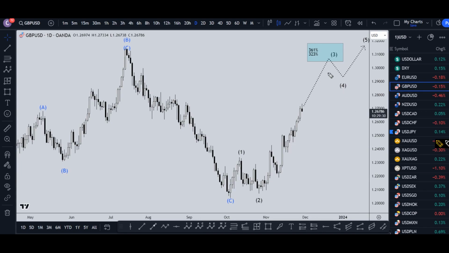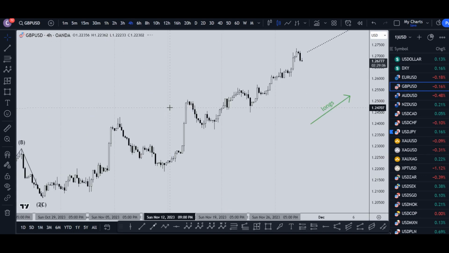Daily time frame, this is where my wave 3 target is, way up here. I think this is a 1, I think this is a 2, and I believe this is a wave 3, which I still believe has a lot of upside potential. This area up here is the most likely area I believe this wave 3 is going to go to, right at the 361 and the 323% Fibonacci extension of wave 1, projected out the bottom of wave 2. So let's take it right down to the 4 hour time frame.